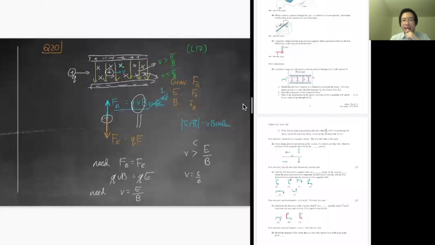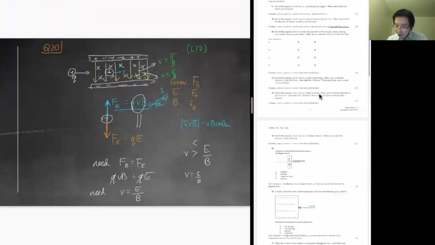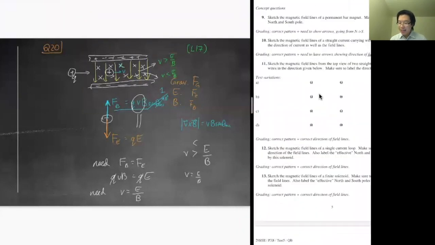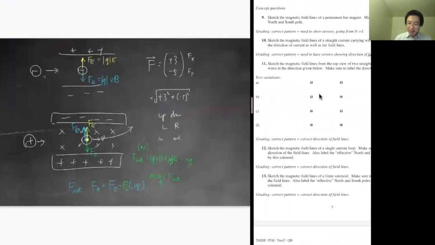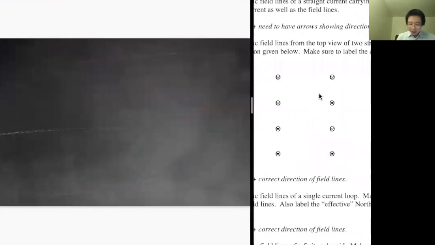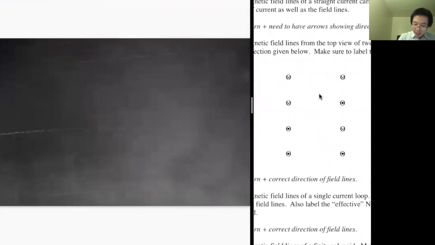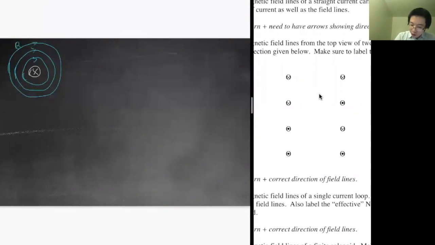Question 11. Oh, good, this is a good question. It's about sketching magnetic field lines. We have talked explicitly in class about a single wire, but now let's have two together. How would they look? First, for a single wire going into the page like this, the magnetic field is like this. You put your thumb along the direction of current, and that tells you the B field is going this way. Now what if I have two?